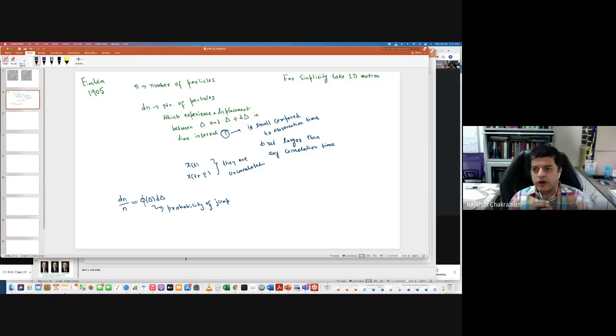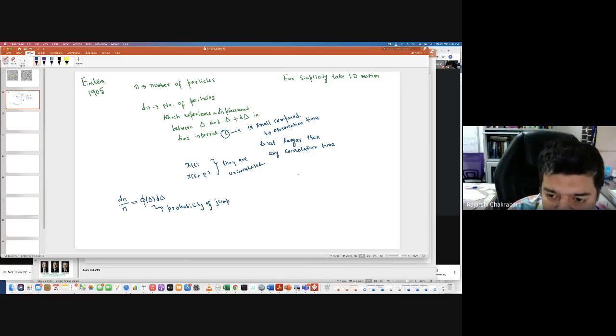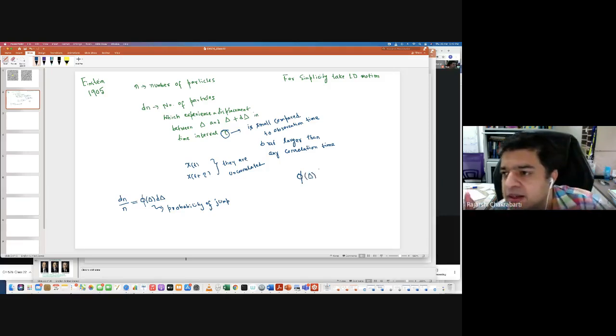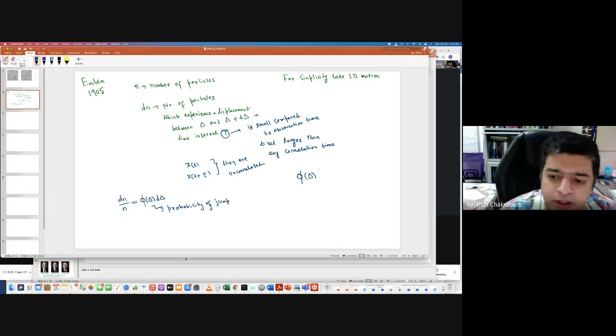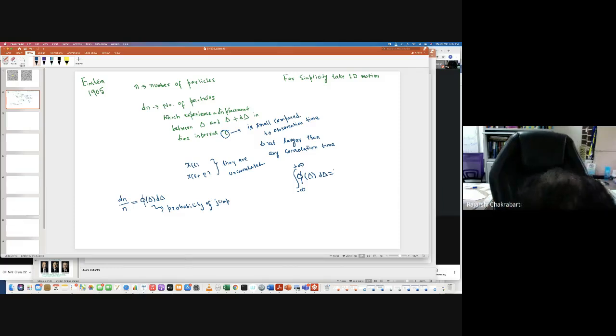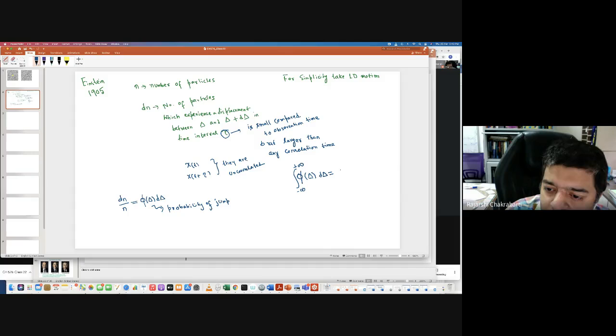Now I'll talk about a few properties of this function phi, not a delta function, a function of delta. Delta is like dx, you understand? This is a displacement. It has the dimension of displacement. So phi(delta) multiplied by d delta, and if I integrate this for all possible values of delta, now delta could be negative or positive. This is like a probability of jump, so this is a probability distribution in a way. So this should be conserved, this should be equal to 1. Okay, this is one property.